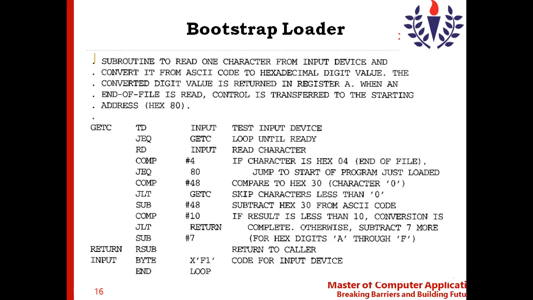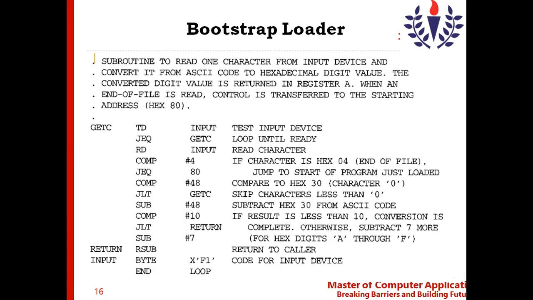Else, if the value is not less than the constant, then subtract 48. When you subtract, the result is stored again in the accumulator. Now again the comparison takes place: the accumulator value will be compared with the constant 10. If the value in the accumulator is less than 10, then it will return.